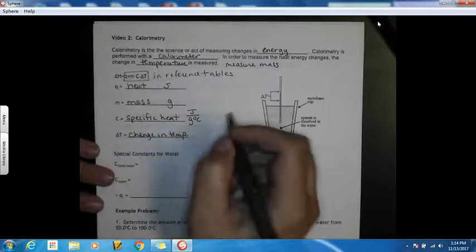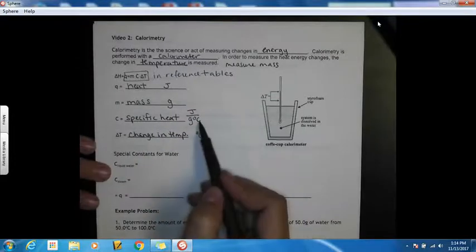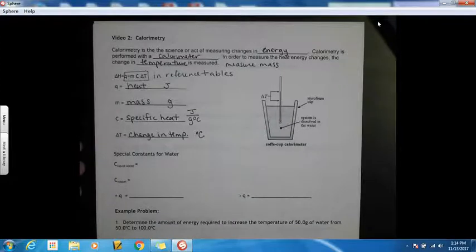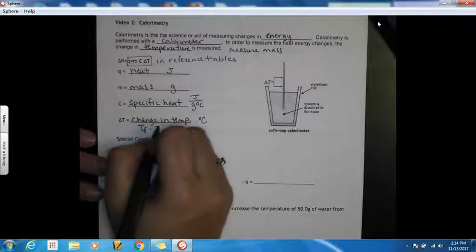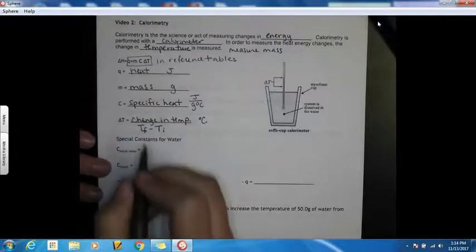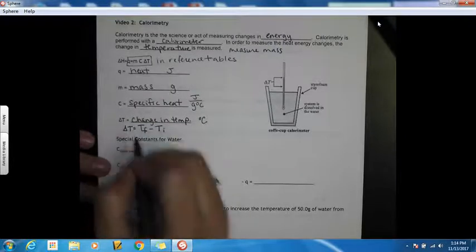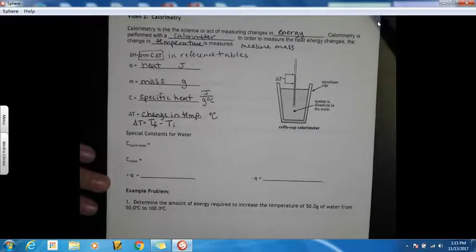And this time we're going to measure temperature in degrees Celsius. And the reason for that is because in specific heat we use degrees Celsius. And when we find delta T, we always do the final temperature minus the initial temperature. To find delta T, it's always final minus initial.